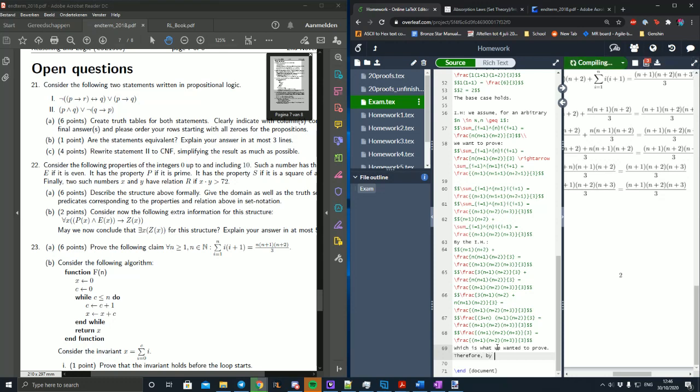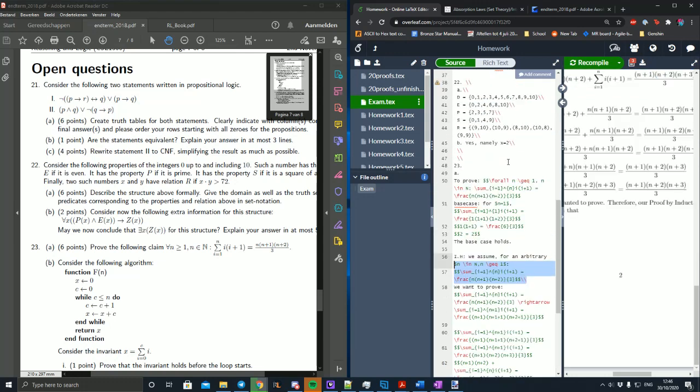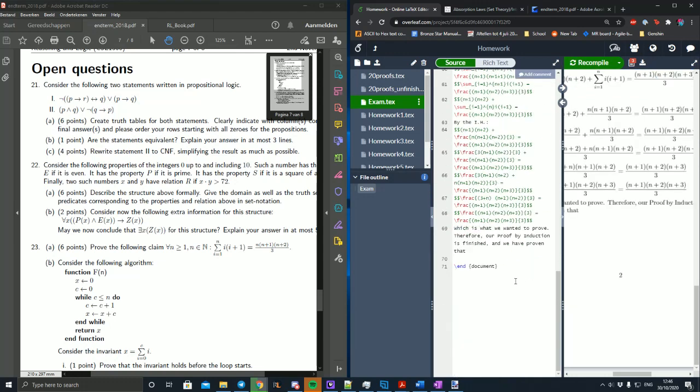Therefore, by our proof by induction is finished, and we have proven that, oh shoot, for all n greater than or equal to 1, n in N. And then we add a little box thing here.